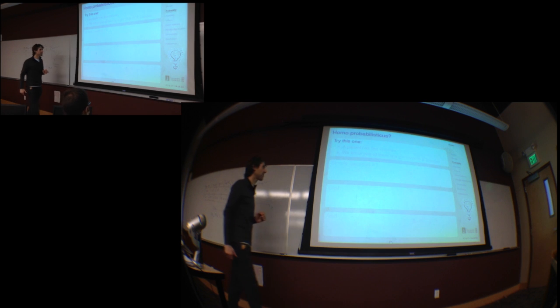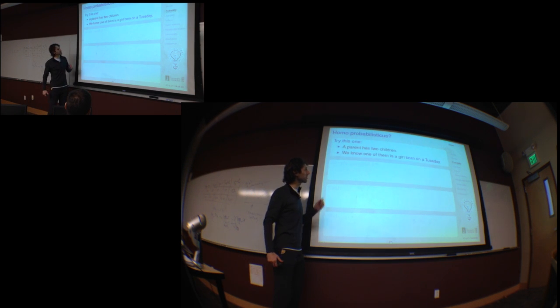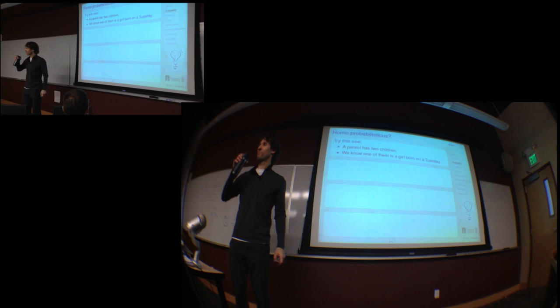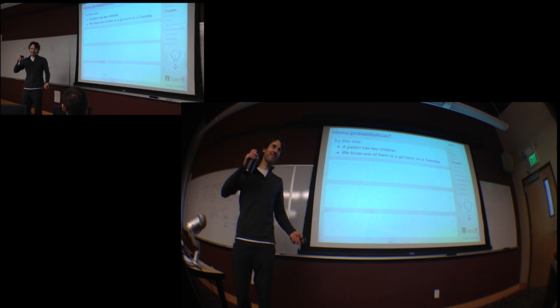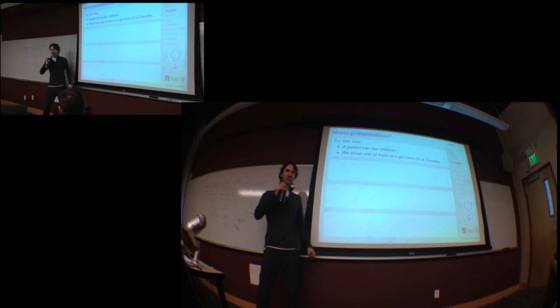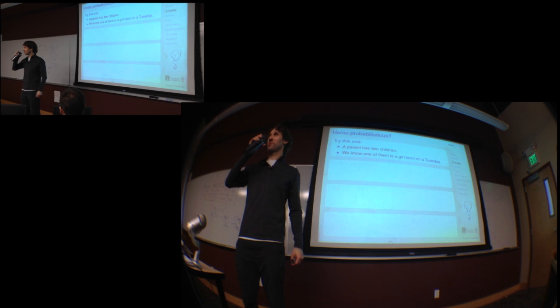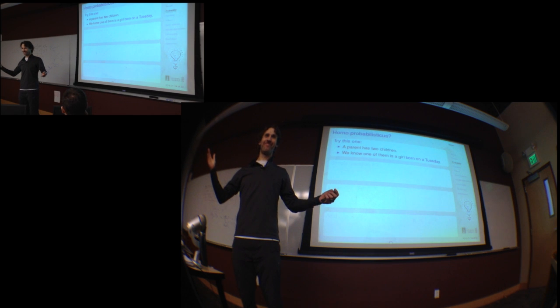So here's another question. We have a parent who has 2 children, and we know one of them is a girl born on a Tuesday. What's the probability that they're both girls? What do you want to say? I mean, what's the thing that comes into your brain? Nothing, or it could be nothing. Or your brain could say something straight away. What do we think?